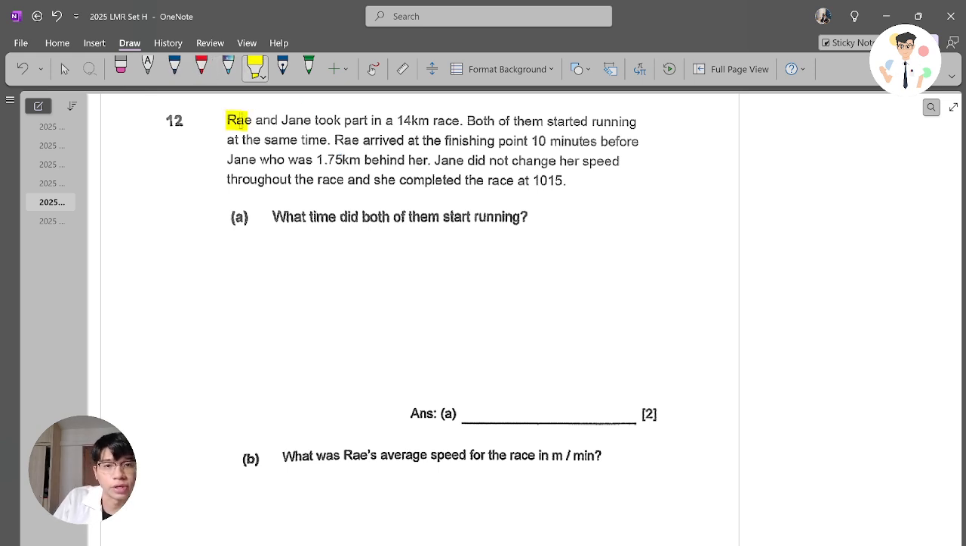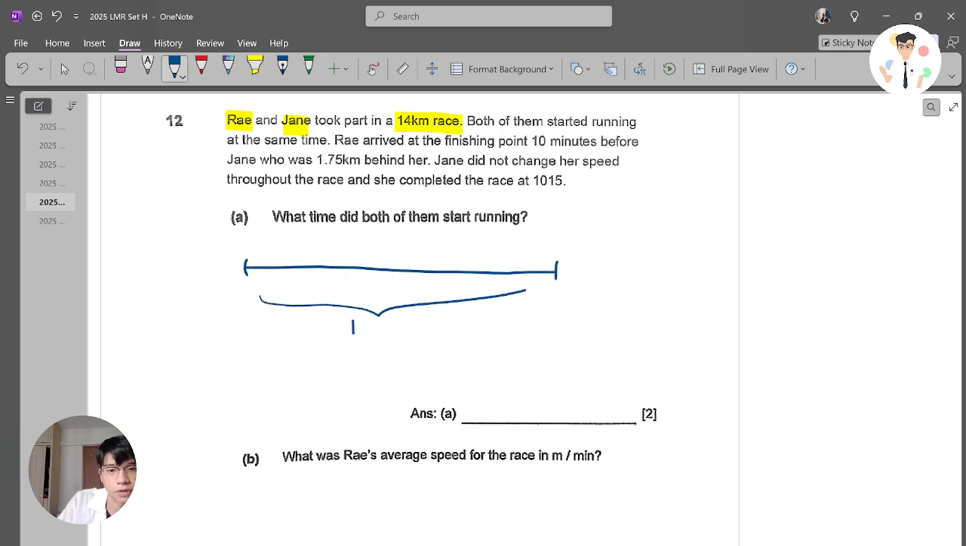So Ray and Jane took part in a 14 km race. So if you know it's a race, means that they start at the same time and either one of them reach the end first, right? Or the finishing point first. So just imagine this is a race. I know here to here the whole thing is 14 km long. Both of them started running at the same time, yes.